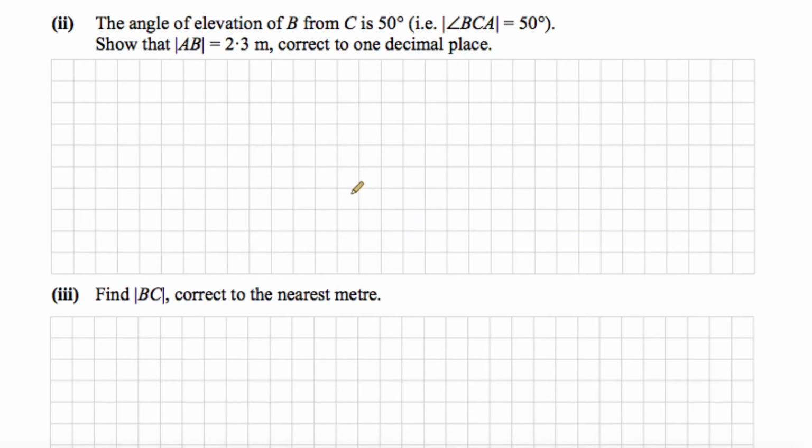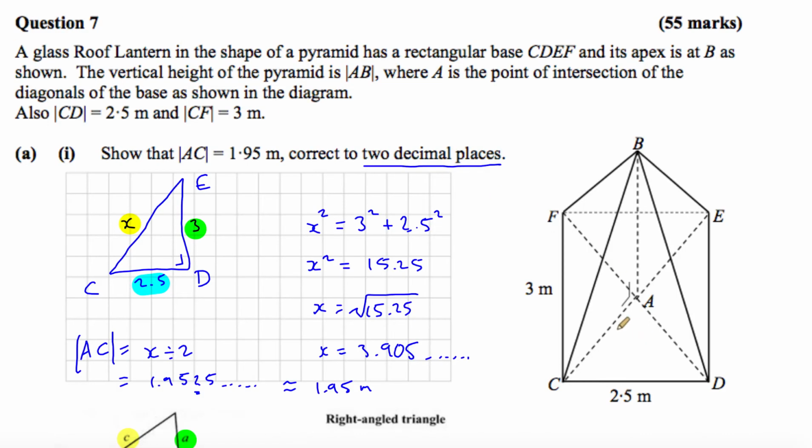Part 2 says the angle of elevation of B from C is 50 degrees, i.e. the size of the angle BCA is 50. Show that AB is 2.3 meters correct to 1 decimal place. Okay, so the angle BCA is 50. So the angle BCA, that would be this angle here.